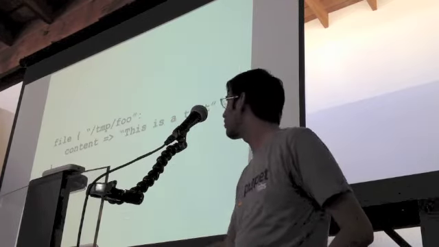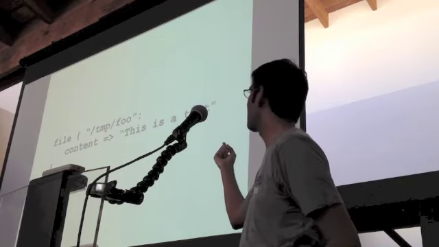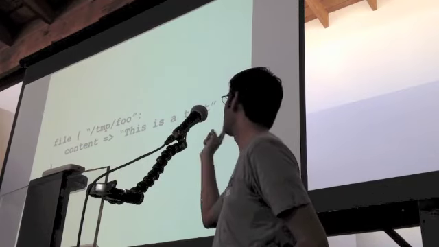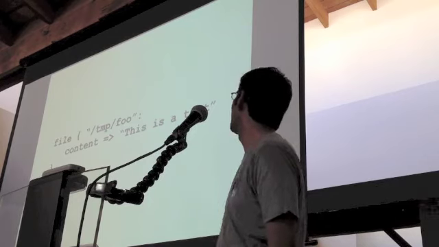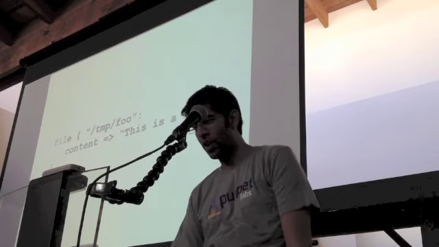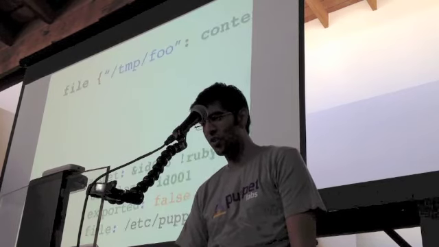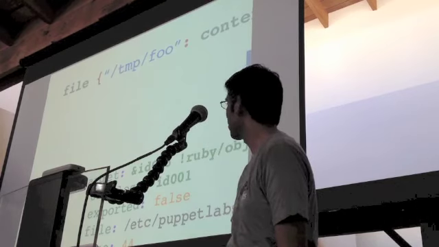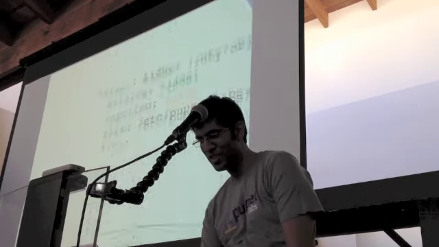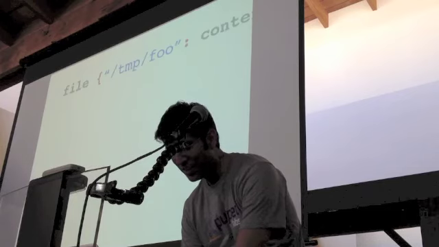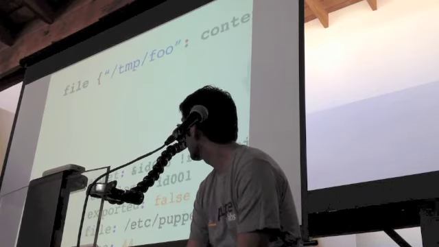So what ends up happening is you have code that looks like this: I have a file /tmp/foo, and I want the file content to be "this is a test." And under the hood, what that's going to generate is apparently not on the screen. So let me try that again.